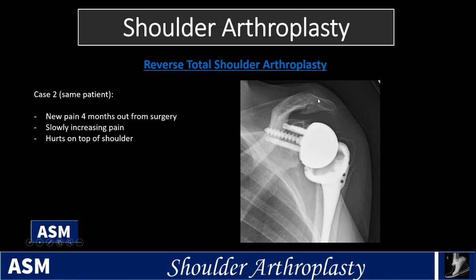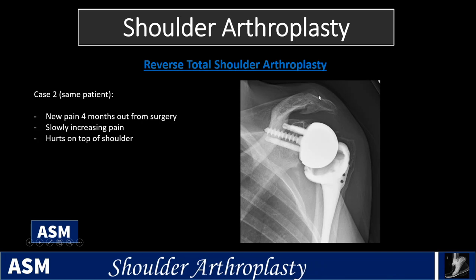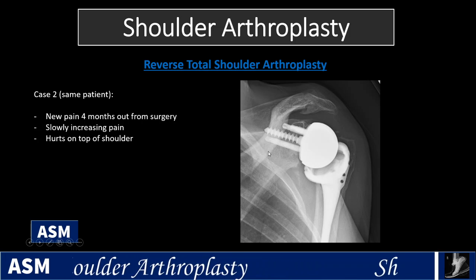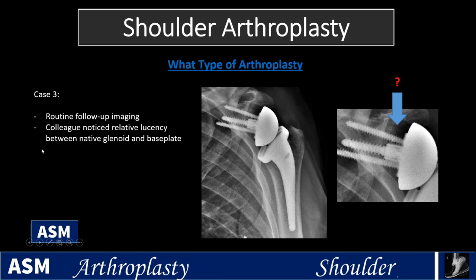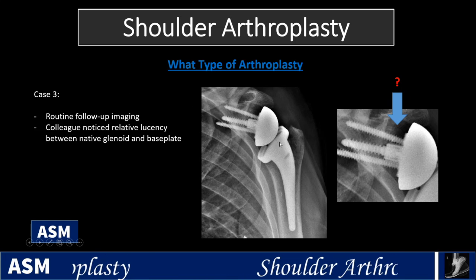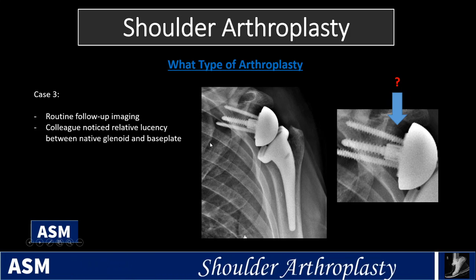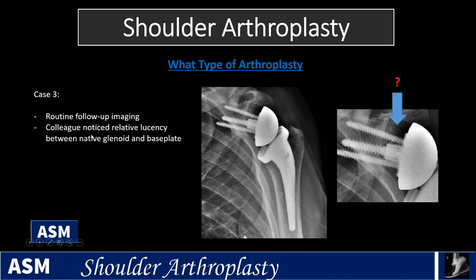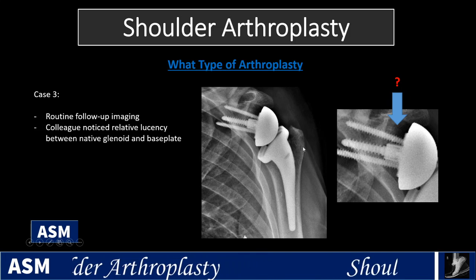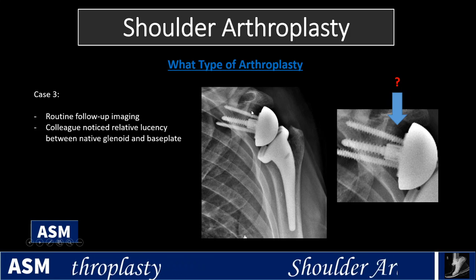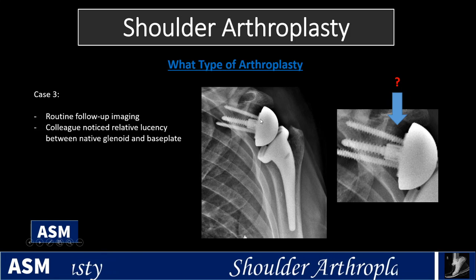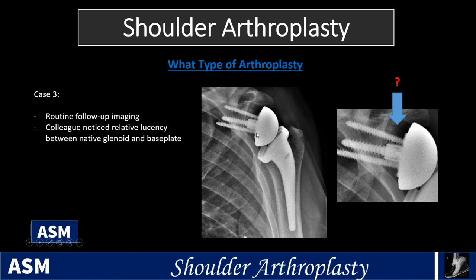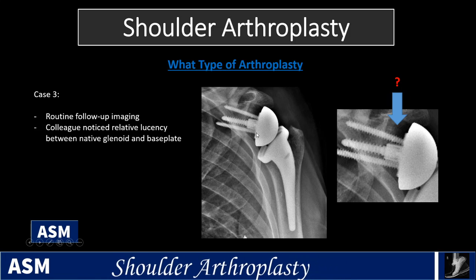And subsequently, you can see the beginning of callus, and the fracture line is more conspicuous. All right, case 3, what type? So this is also a reverse, and this was routine follow-up imaging. The patient's asymptomatic, and one of your colleagues calls you over because they noticed a big area of lucency between the native glenoid and the base plate here, and so they were asking, could this be a failed arthroplasty?